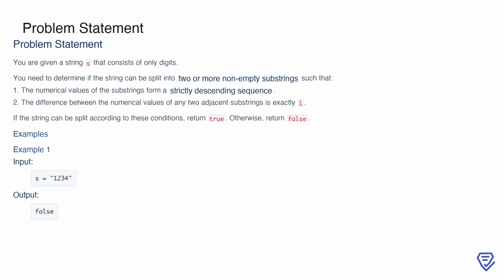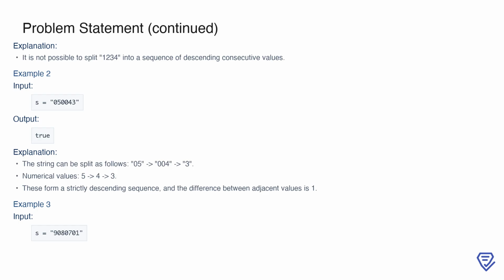For example, when the input string is S equals 1234, the output is false. This is because there is no valid way to split the string into descending consecutive values with a difference of 1 between them. Now, let's look at another example.